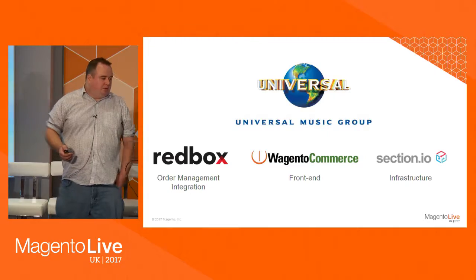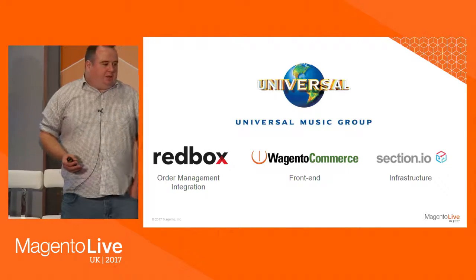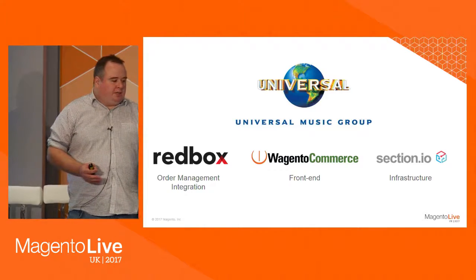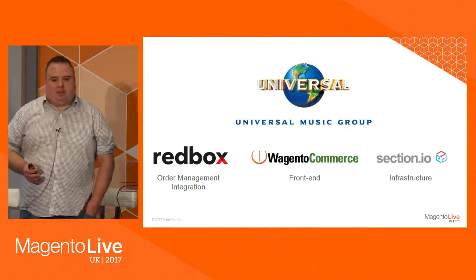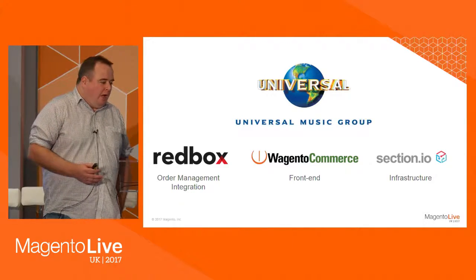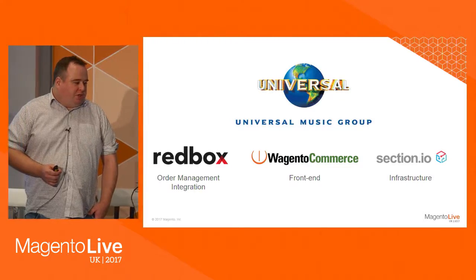So quite often what we have now is a scenario where we have multiple partners involved on complex projects. So an example of this is Universal Music Group. So here you can see on this slide that Magento Commerce are providing the front end, but we also have Redbox providing the order management integration and Section IO on infrastructure. So they all bring their specialist talents to this large complex project.